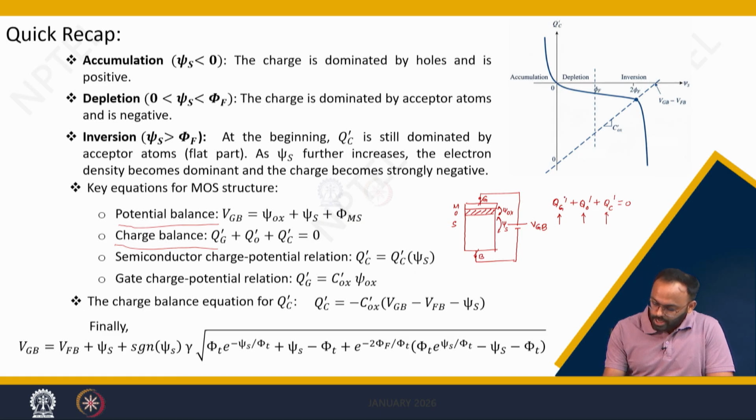Here Qg dash is the gate charge, Q naught dash is the oxide charge, and Qc dash is the channel charge. We represent all these charges per unit area, and hence we introduced the dash notation. Then we said that the gate charge and the oxide potential are related, so you can rewrite it as Qg dash divided by the oxide potential, which gives you the oxide capacitance.